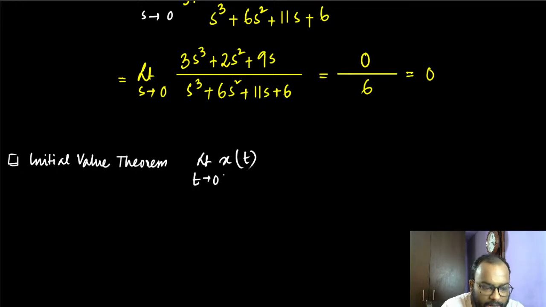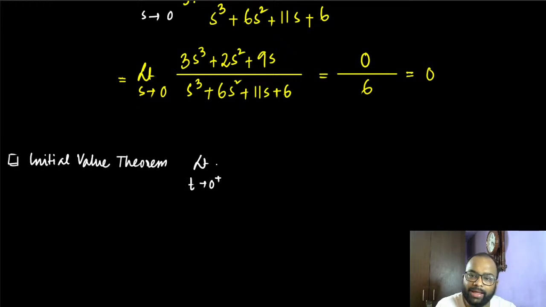t tends to 0. Now we have to say 0 plus, because when it is 0 minus, it is 0 because we are assuming causal signals. But try to understand that we're just adding 0 plus here, just to indicate the fact that when t was less than 0, x(t) is 0, because again we are assuming causal signals. So this is nothing but the limit t tending to 0, but the only thing is that this is slightly positive. We are not approaching the limit from the negative side.